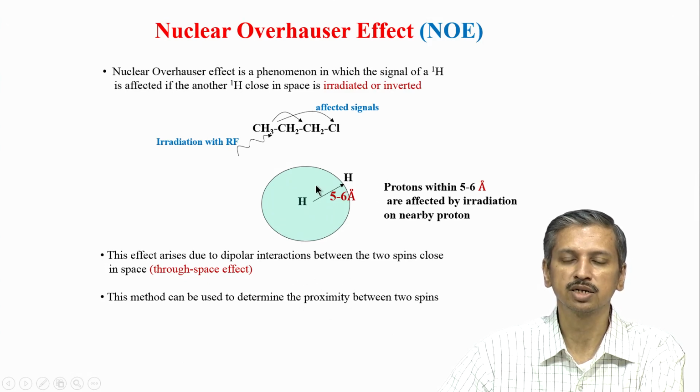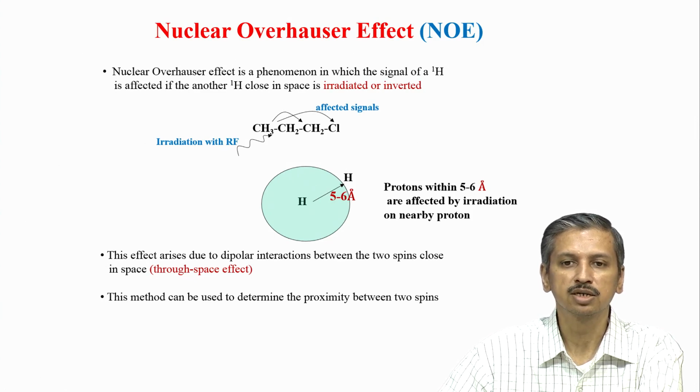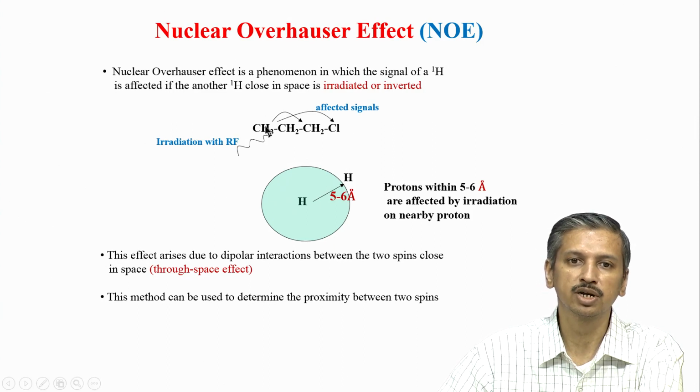So, it immediately tells us, yes, these two hydrogens are closer than 5 to 6 angstrom, and this is information which we normally do not get from TOCSY and COSY. TOCSY and COSY are only telling us the chemical shift correlation between two hydrogens, through bond experiments.